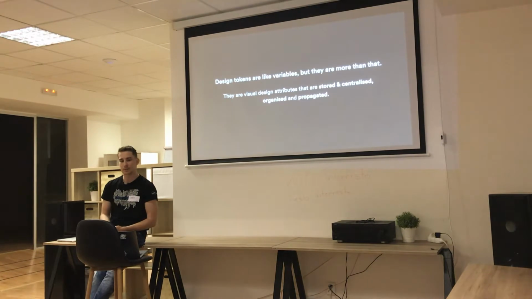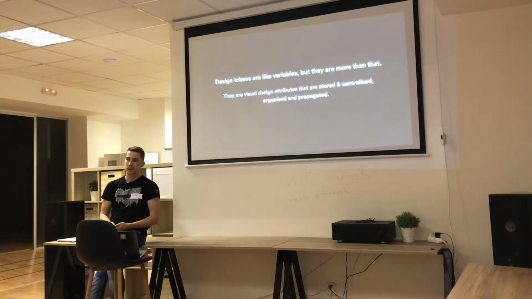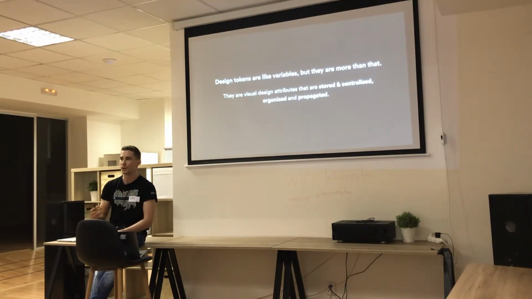So let's sum it up. What are design tokens? Yeah, they are like variables, but they are not. They are more than that. They are stored and centralized, which means that they are not buried in some style sheet in Sass or Less in every project, and they are also organized. It means that they store our design decisions, and the last thing is propagated. It means they are exported to all platforms, as I said, front-end, iOS, Android, or emails.